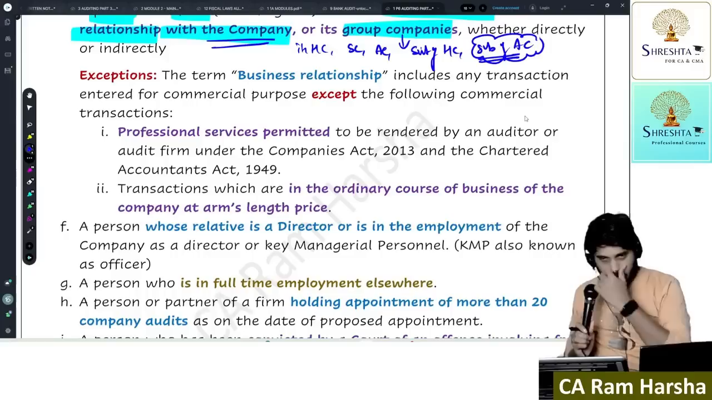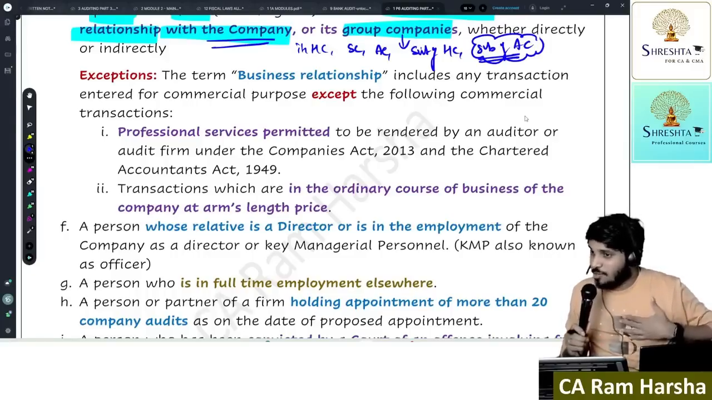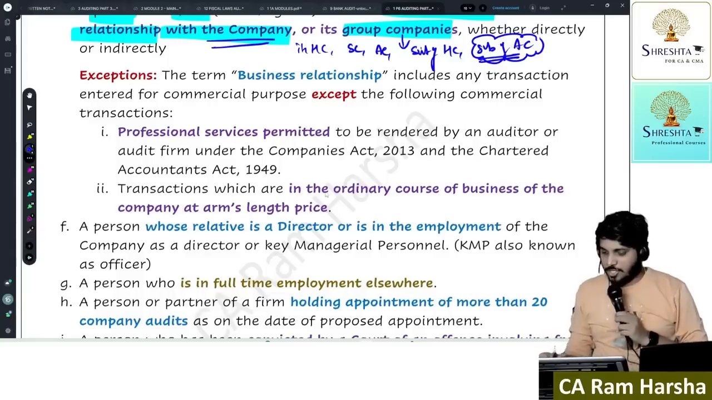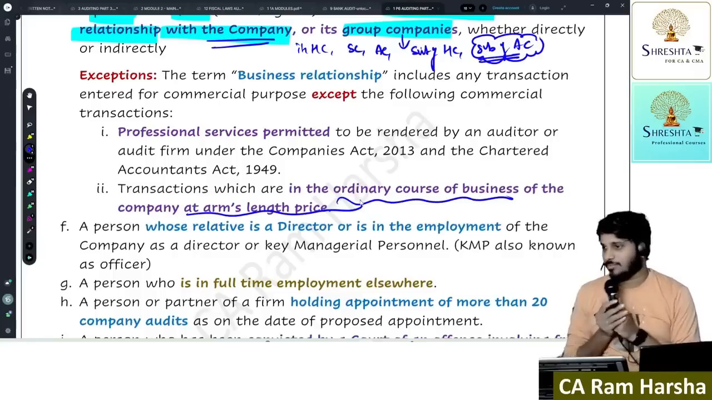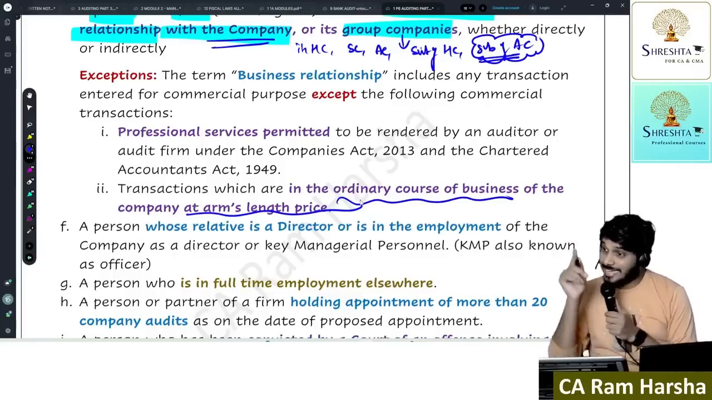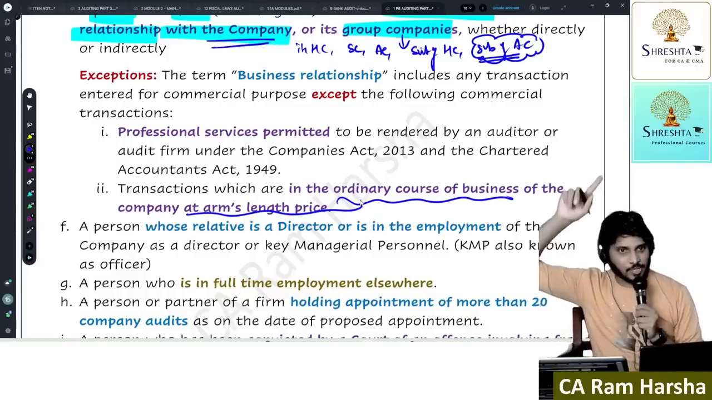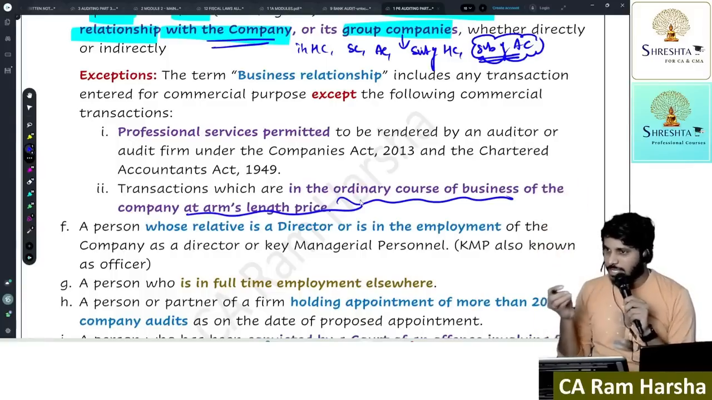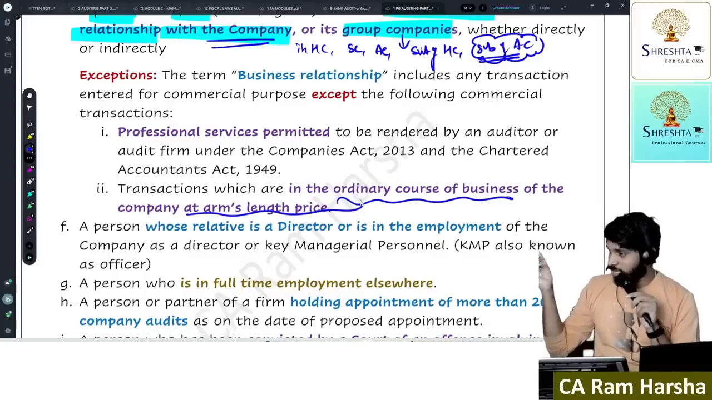Able to understand? Can I be a customer of a company? Can I be a consumer of the goods of the company? For that, no problem, as long as you are purchasing goods at arm's length price in the ordinary course of business. Able to understand? When will the problem come? If you buy goods on credit, that too more than 5 lakhs, then the indebtedness point will attract. Are you getting it? Otherwise, if you are purchasing on cash basis, using company goods and services for so many years, so much every year, no problem.